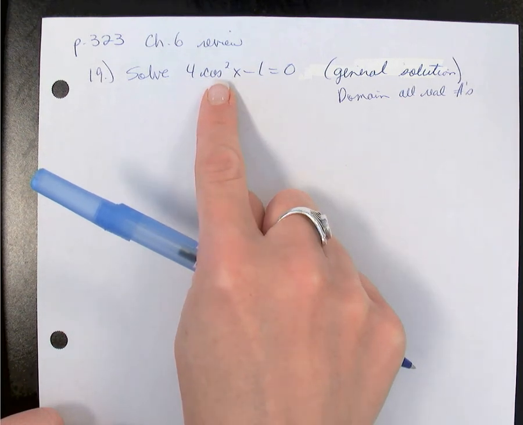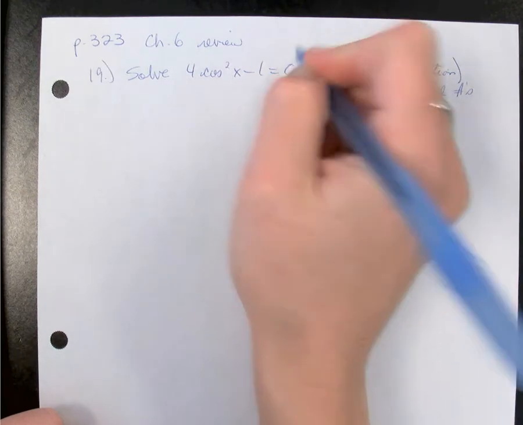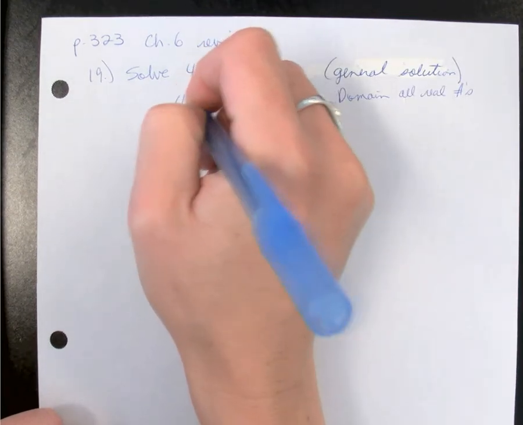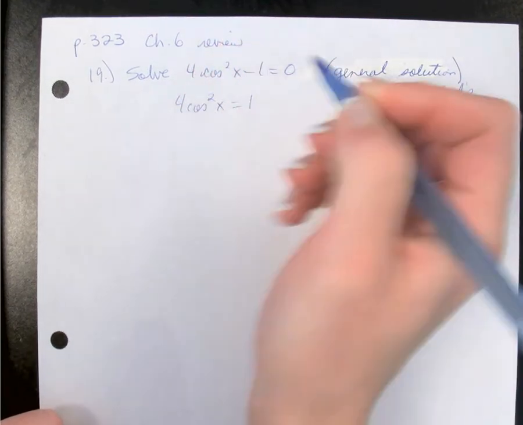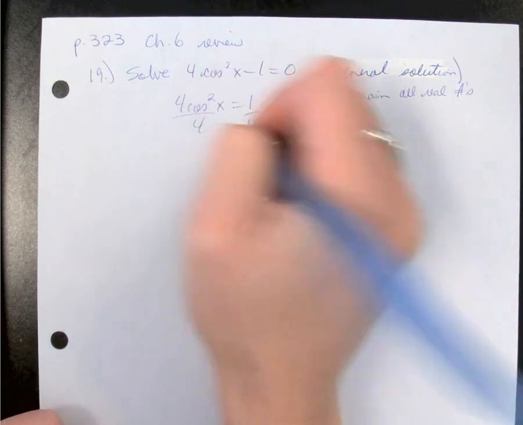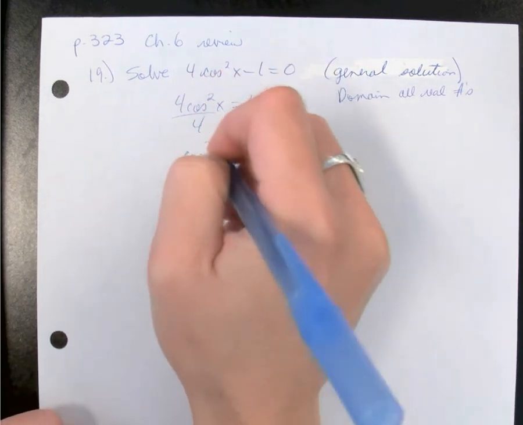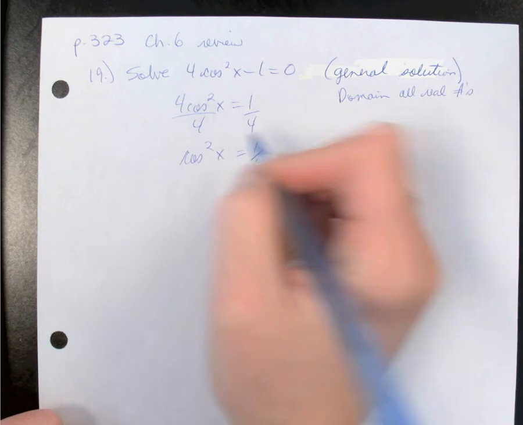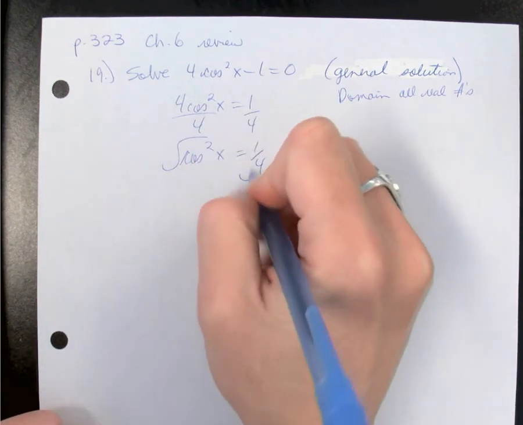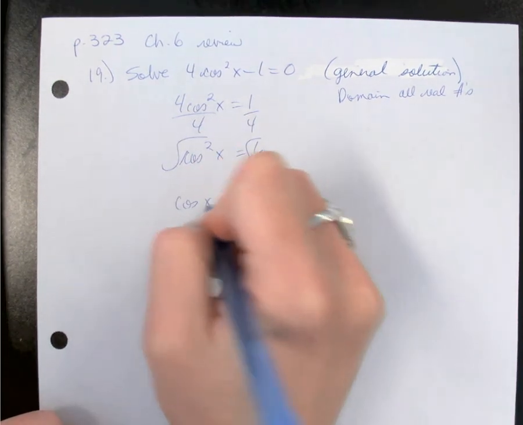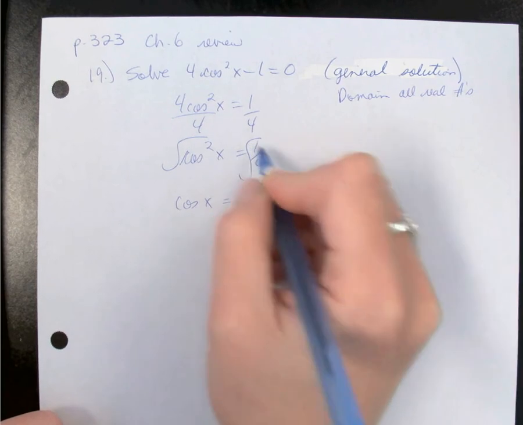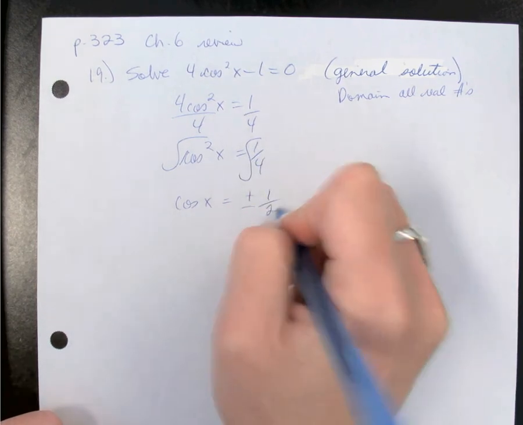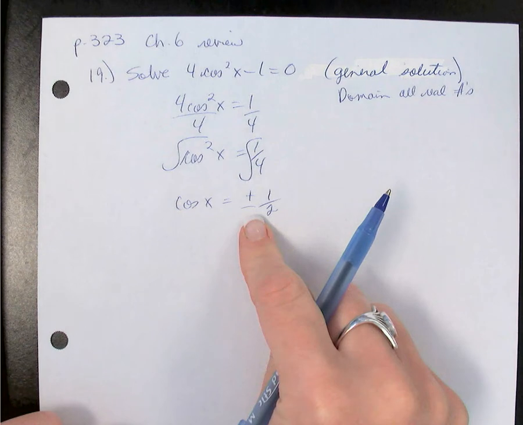So first let's isolate cos x. We're going to move the 1 to the other side. So we're going to have 4 cos squared x equals 1, and we'll divide off that 4. So we have cos squared x equals 1/4. We need to square root both sides. So cos x is equal to plus or minus. The square root of 1 is 1. Square root of 4 is 2. So it's plus or minus 1/2.